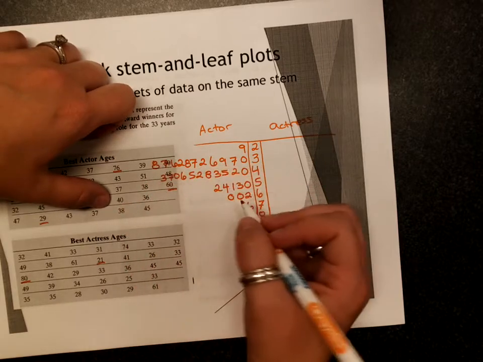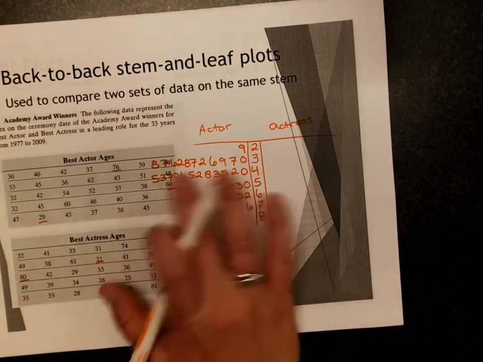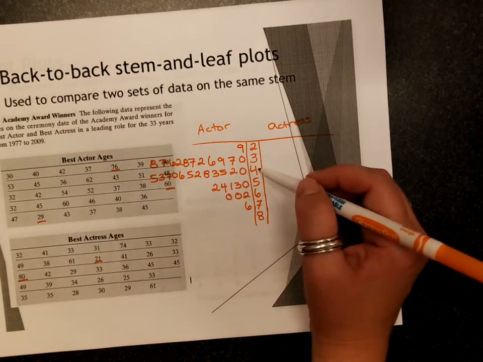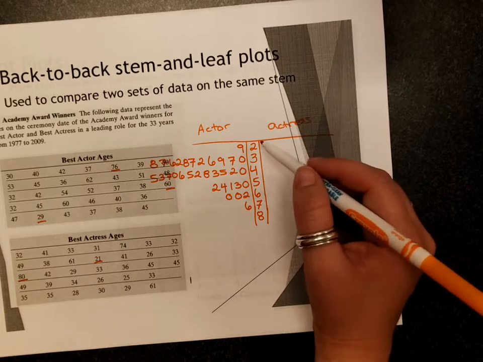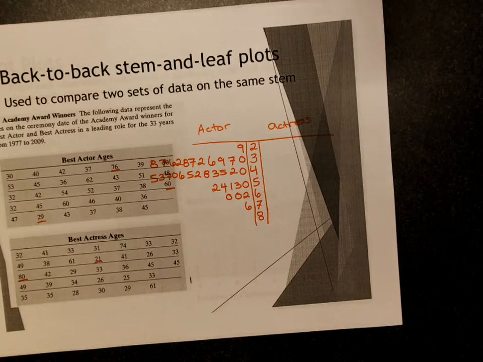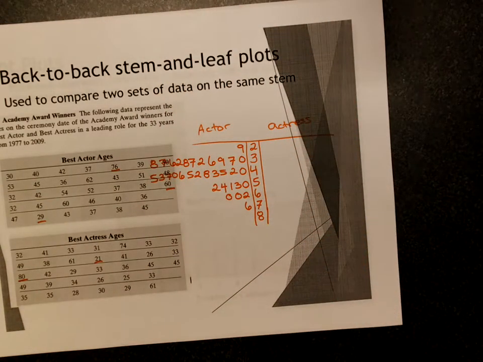I did not give myself enough room, but we'll get the idea. So when you do your actors to the left, it becomes very clear that 30s and 40s are where the majority of your data lie. And you can see your lowest and your highest very quickly, but you can definitely see your majority of the data is in the 30s and 40s. When we do the actress, it'll be the same idea.